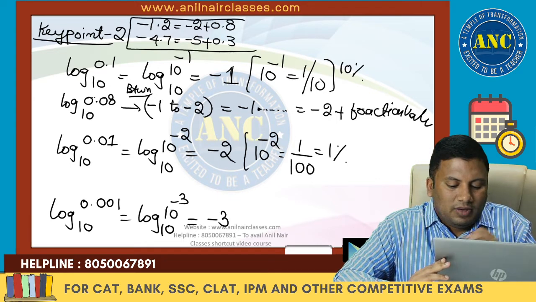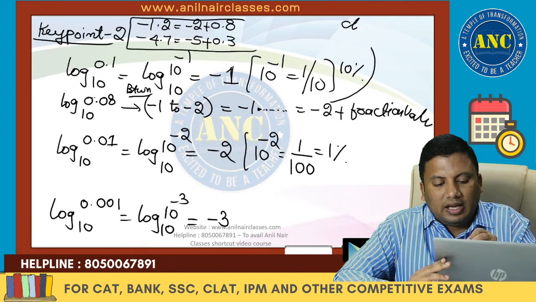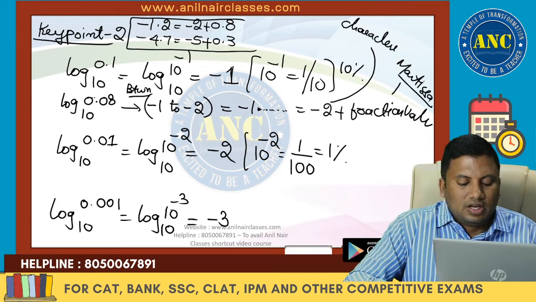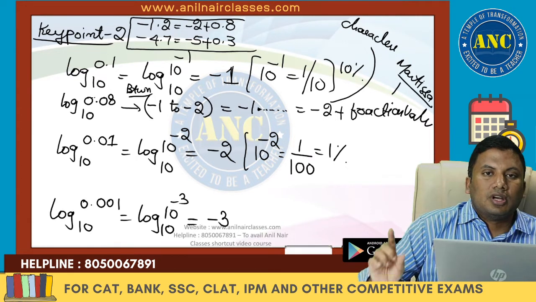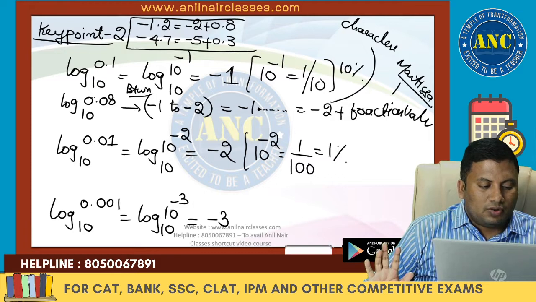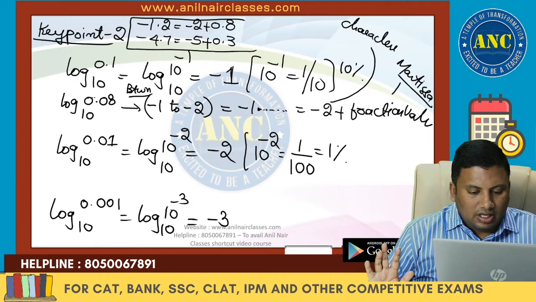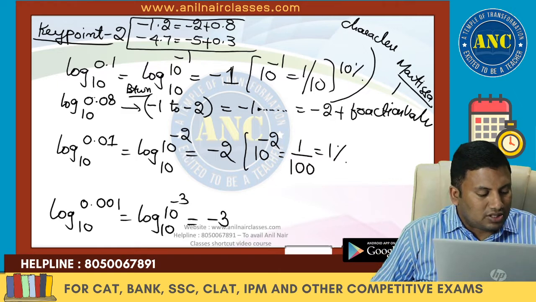Are you all with me? So these are nothing but the characteristic for this question, and these are nothing but the mantissa. The fractional value will always be positive. So minus 2 plus positive. I hope you are all with me, right? So these are nothing but minus 2 plus positive.